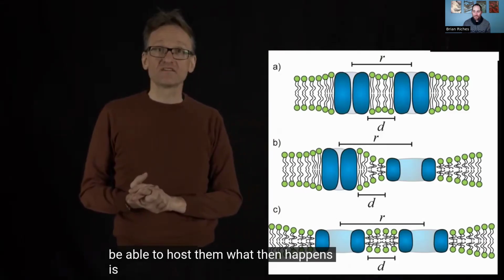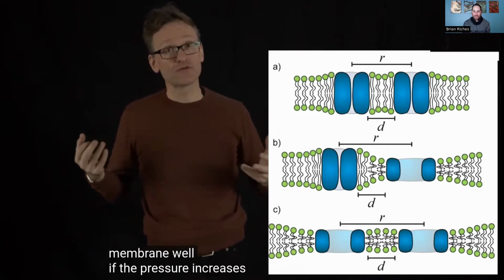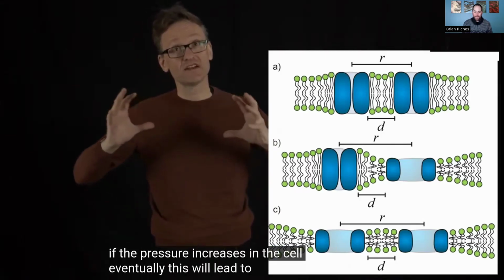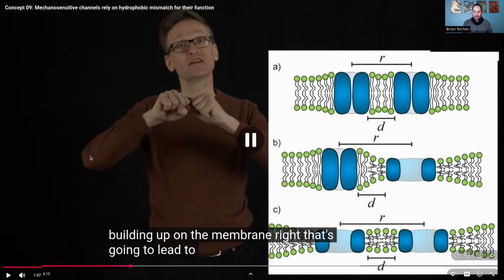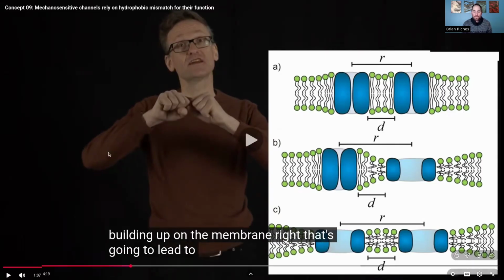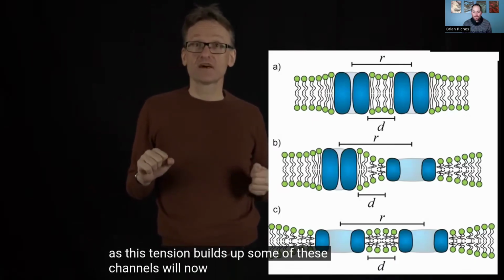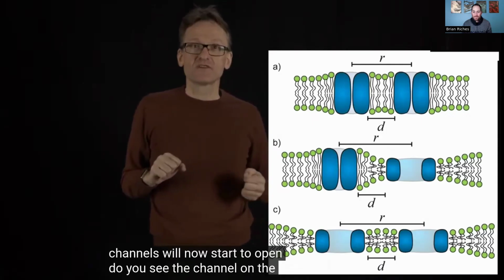What then happens is that if I start to stretch the membrane, why would I stretch the membrane? Well, if the pressure increases in the cell, eventually this will lead to pressure building up on the membrane. So again, for our purposes, the channel is opening to let ions in rather than other molecules like water. So in our case, these are specialized receptors at the end of the receptor to let in ions, in response to a tension in the membrane. As this tension builds up, some of these channels will now start to open. Do you see the channel on the right there opening up?